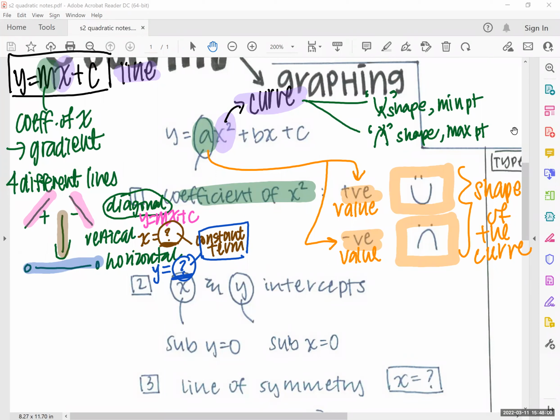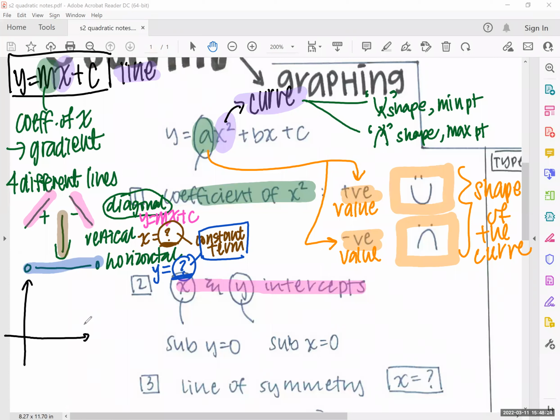Now, after we identify the shape of the curve, next we need to learn the intercepts. So right now, what are the intercepts you need to know? You need to know that if you want to find the x-intercept, you need to sub y equal to 0. So everybody pens down, I need you to pay attention.